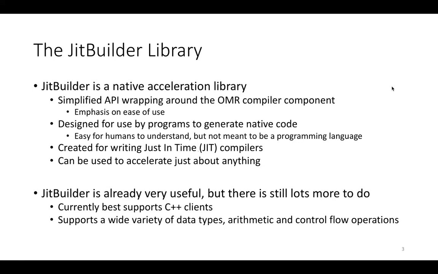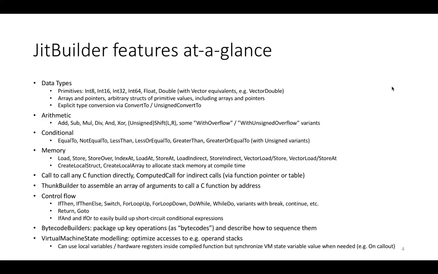The library itself is already quite useful. There's quite a lot of things that it can do, but there's actually quite a lot more that it could do. It's currently a library that's implemented in C++, so it best supports people who want to write C++ code. And it supports a wide variety of primitive data types, arithmetic, control flow operations, etc. So this page is not something I'm going to go through in detail. It's really just a little compendium of all of the different things that you can currently do with JitBuilder. So it's a fairly rich set of operations and rich types that you can work with. But as I say, there's always more that we can do and things that are missing.